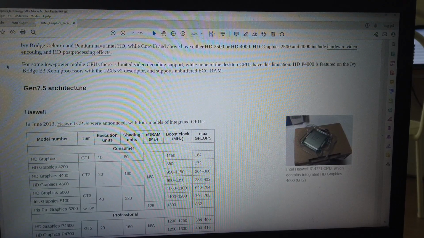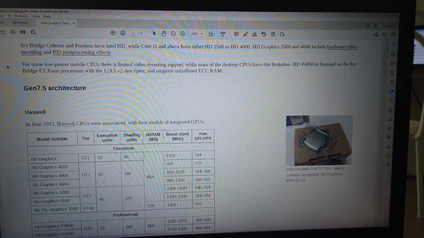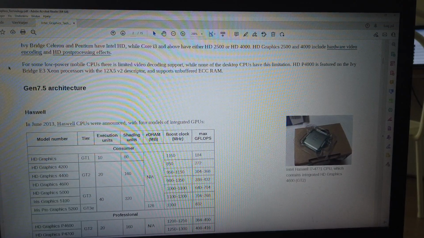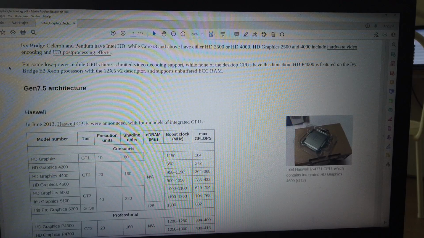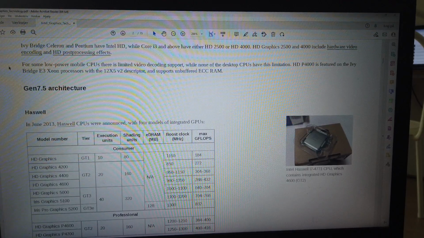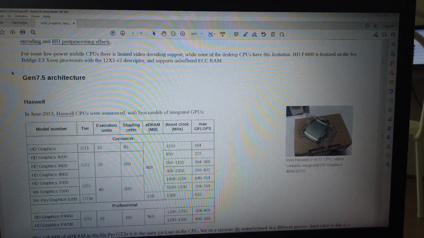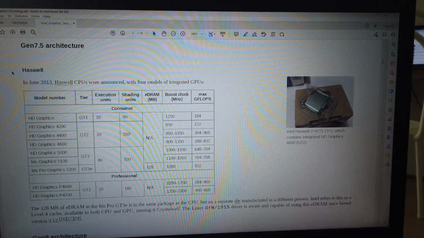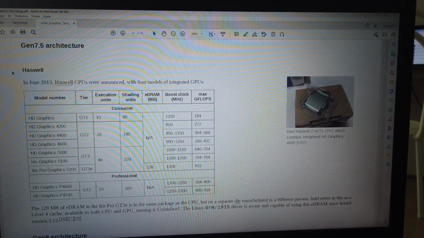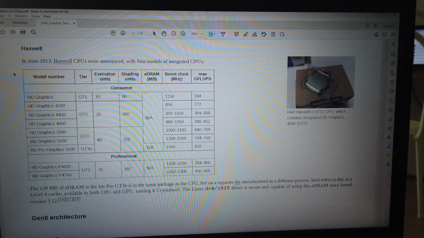Gen 7.5 architecture, Haswell. An Intel Haswell i7-4771 CPU, which contains integrated HD Graphics 4600, GT2. In June 2013, Haswell CPUs were announced, with 4 models of integrated GPUs.